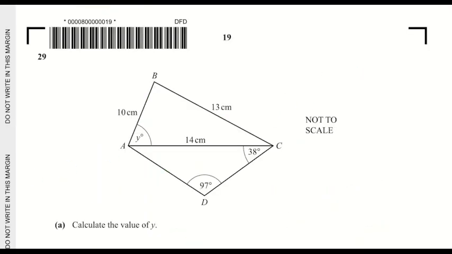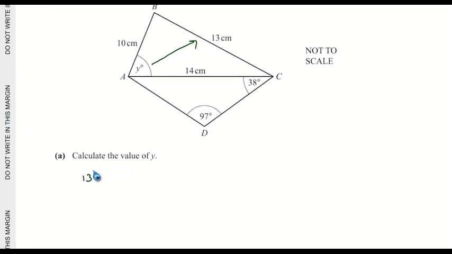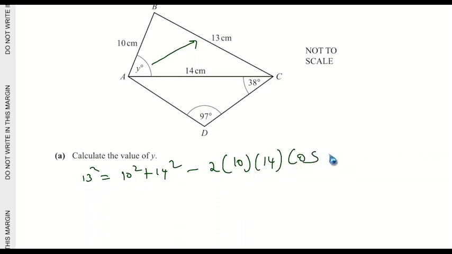So let's go to the last question. Question 29. Calculate the value of y. The value of y is the angle to this side. So we can say this side, that's right, 13 squared equals, for me, I don't write the formula most of the time, because I know the square of this one equals the square of this one plus the square of this one minus 2 times the product of 10 and 14, then the cos of the angle for this side, which is cos y.